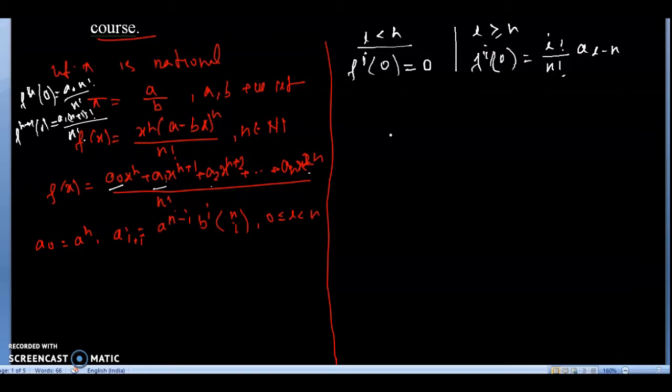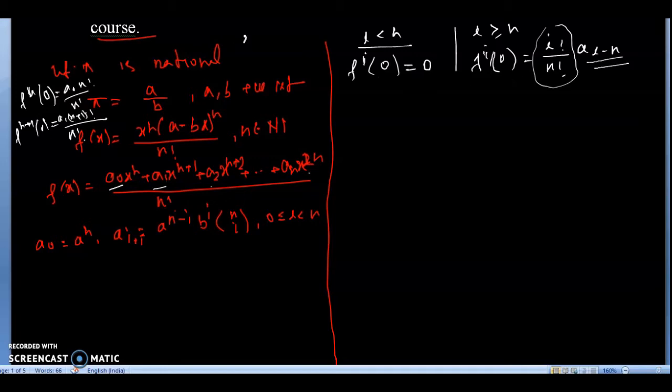Now since i is greater than or equal to n, this term is an integer. And this term is also an integer because it is a binomial coefficient where a and b are integers. So a0, a1, a2, all the terms are integers. Therefore, in both cases, i less than n and i greater than or equal to n, f^(i)(0) is an integer.